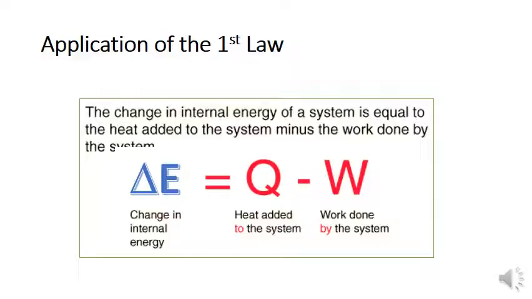And heat, of course, we use the letter Q to represent heat, because that is the quantity of heat added to a system. The negative W represents the work done by the system. And those "to" and "by" words actually have a lot of meaning. So let's take a look at another slide that hopefully makes that more clear.